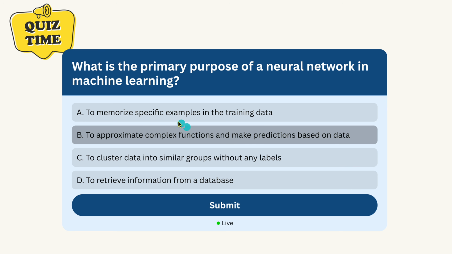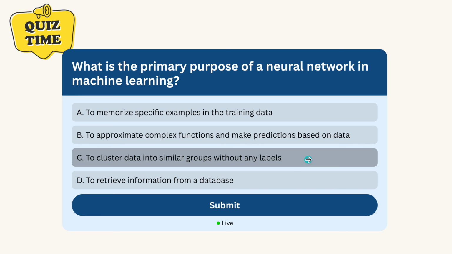Alright, it is now quiz time. To see if you have paid attention, what is the primary purpose of a neural network in machine learning? A. To memorize specific examples in the training data. B. To approximate complex functions and make predictions based on data.